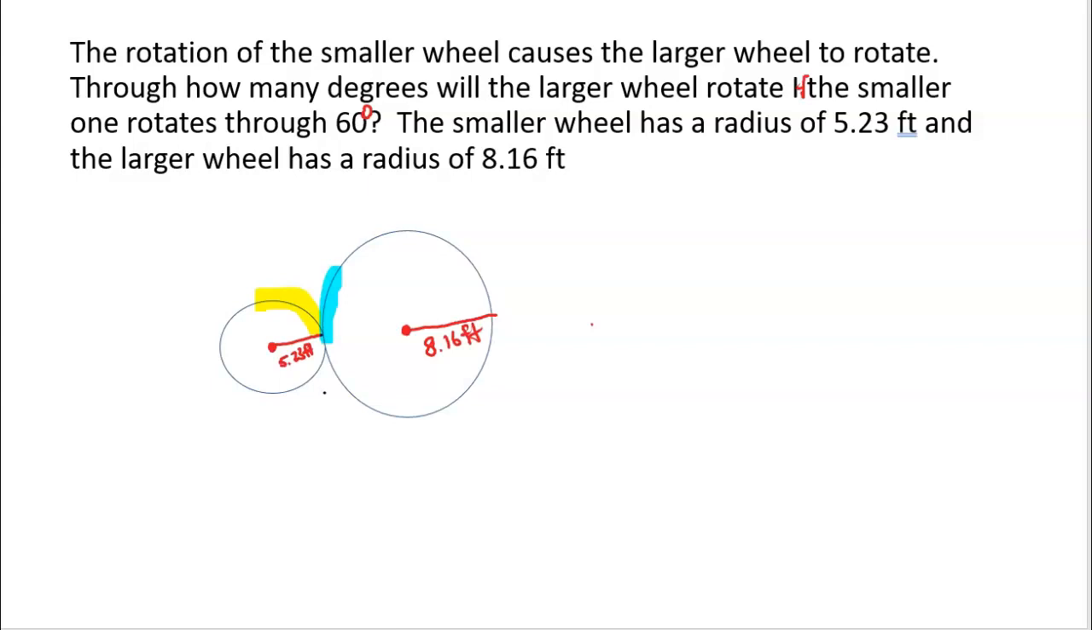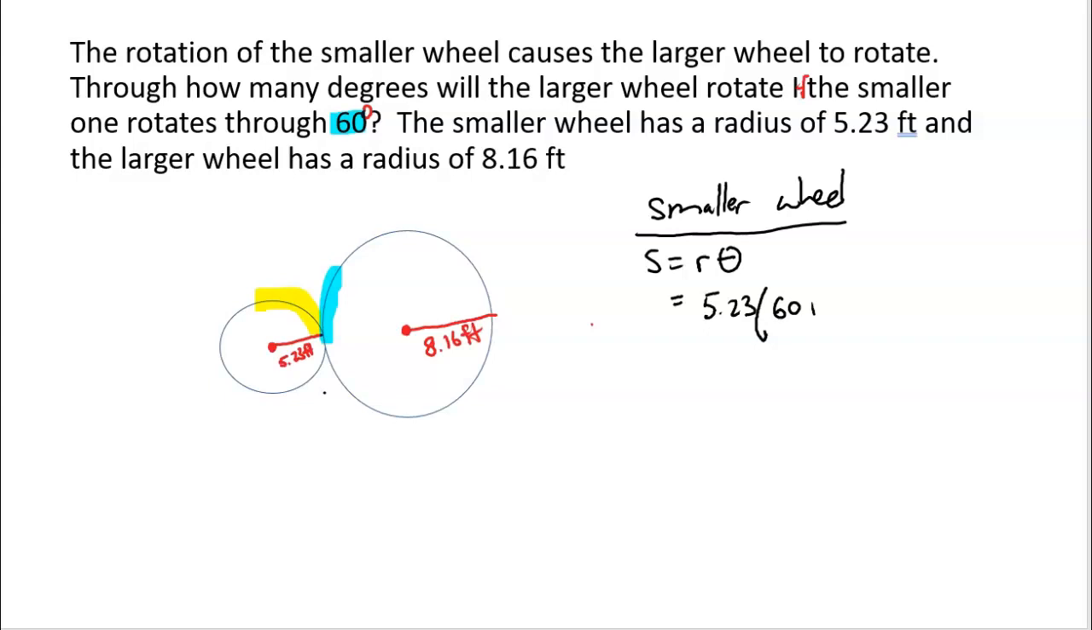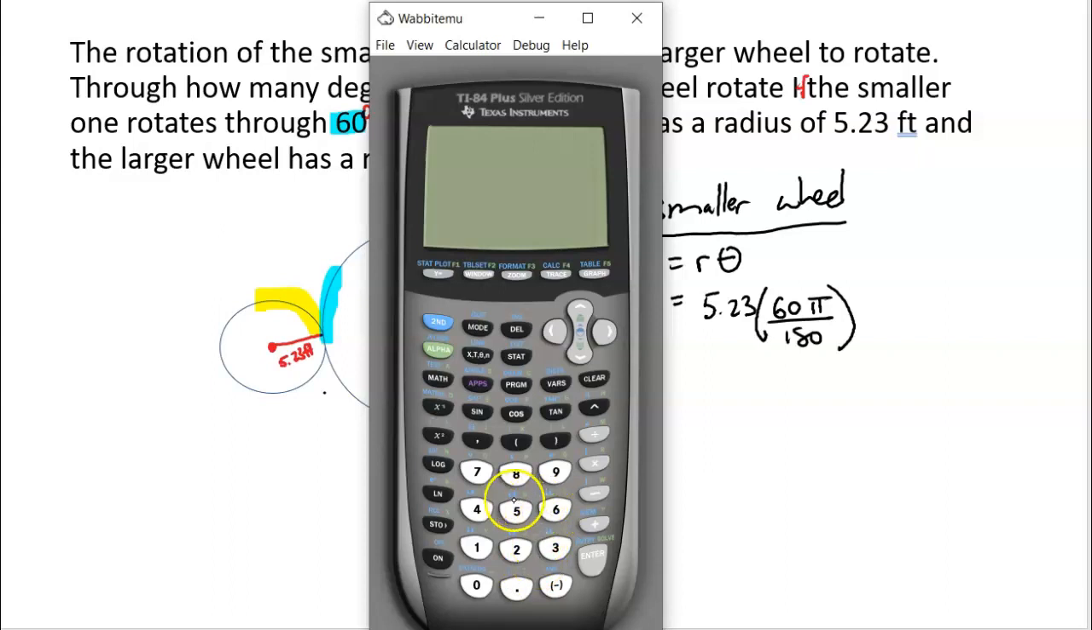Okay, so again, I know that it's 60 degrees with the smaller wheel, so I need to set up an equation. I'm going to do this in twofold. So I'm going to say the smaller wheel. And again, if you want to pause the video and try this one out on your own, feel free. So again, I know S is equal to r theta. So I want to figure out what this arc length is. Our radius is 5.23, and my radians is going to be 60 pi over 180. So I'm going to plug that into my calculator.